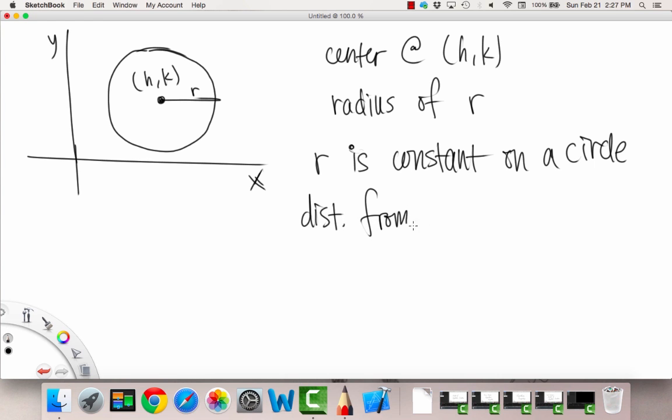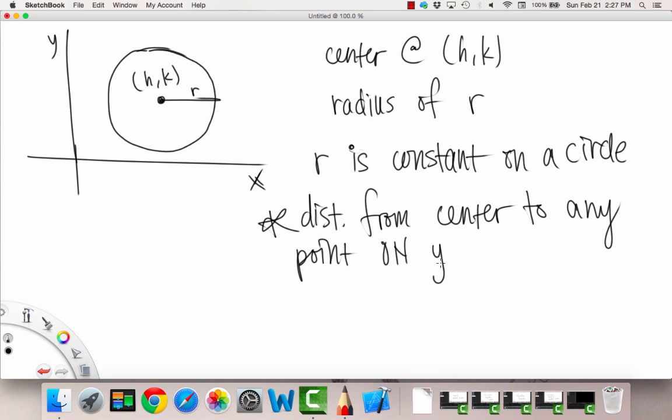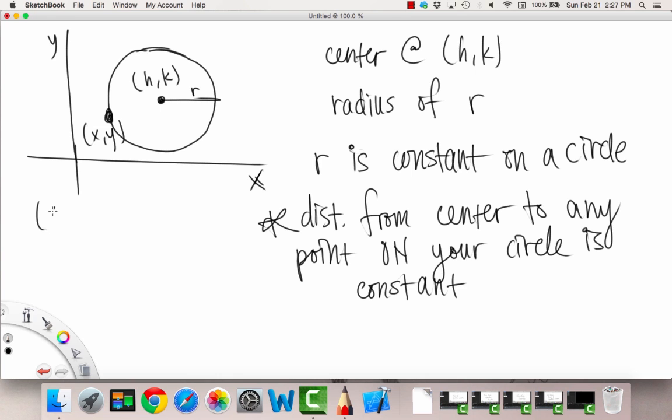So that also means that the distance from the center to any point, I'll just write a little star here, so the distance from the center to any point on your circle is a constant as well, because that's basically just rephrasing what a radius is, right? Okay. So let's say we have an (x, y) point, okay? This is just an arbitrary point on our circle.